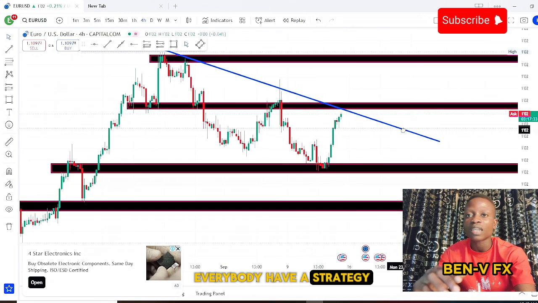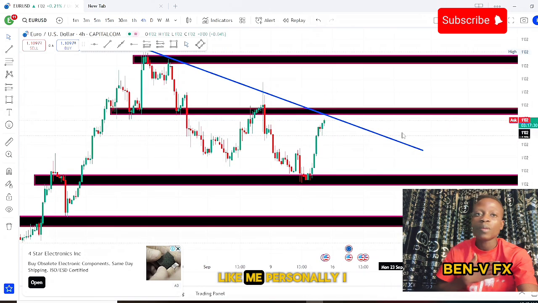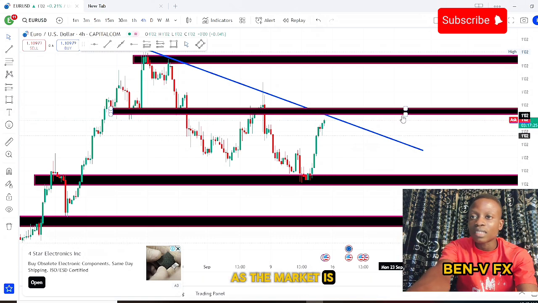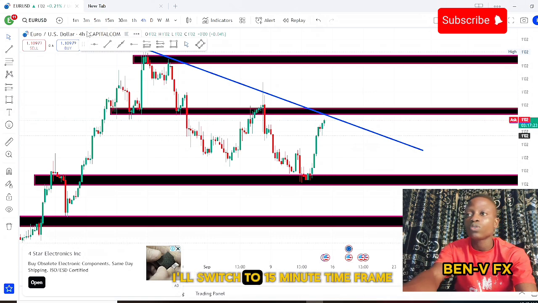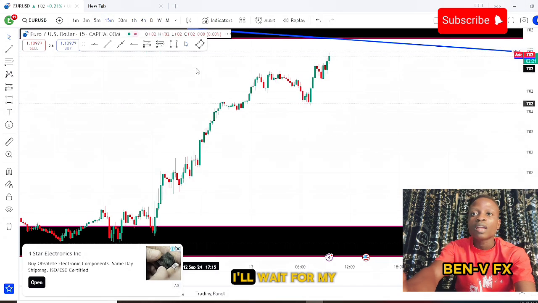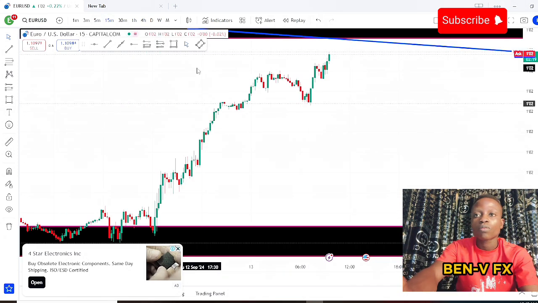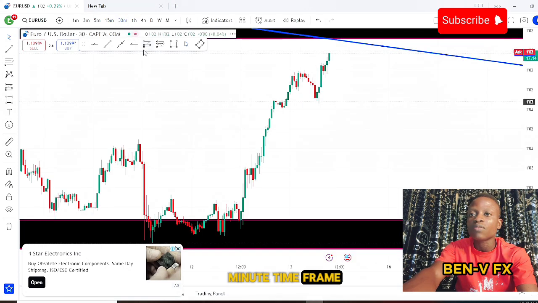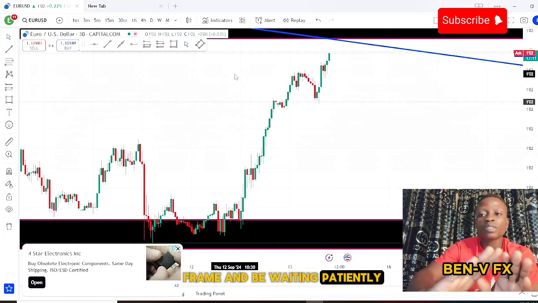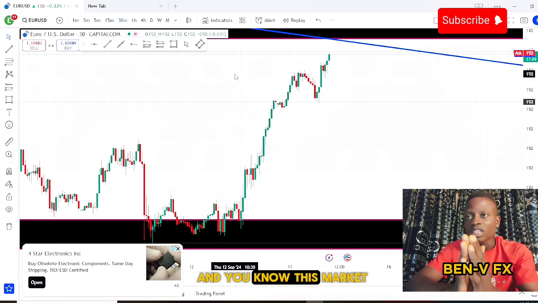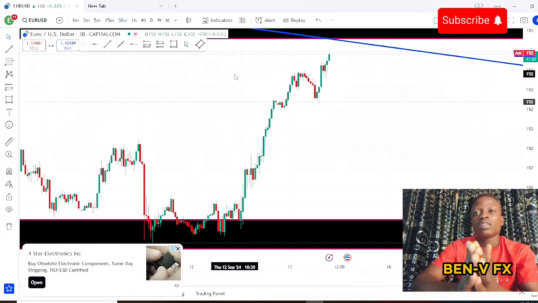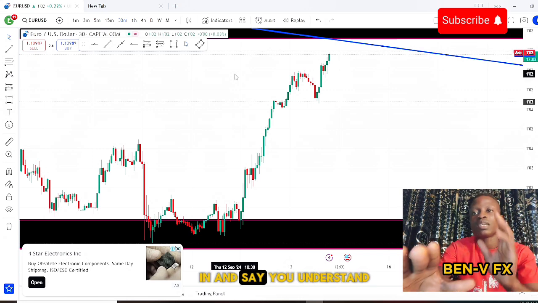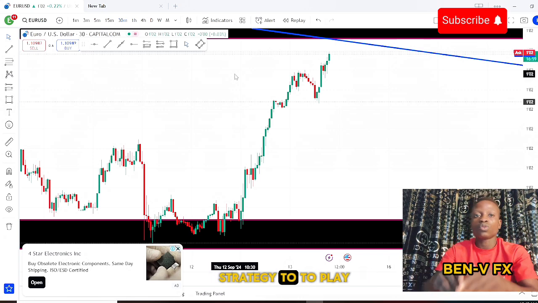Everybody has a strategy on how to take a trade. Me personally, I have my own personal strategy that I use to take a trade. As the market is right now, if I want to take a trade, I'll switch to the 15-minute time frame and wait for my setup to play out. You understand? So maybe if you are somebody that is using the 30-minute time frame, you switch to the 30-minute time frame and be waiting patiently. And you know this market is just about patience. You cannot say the market is approaching the resistance level already, then you just go in and sell. You understand? You wait for your strategy to play out.